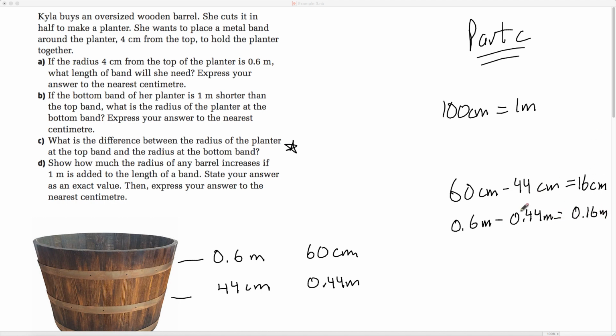And all of these things are equivalent. So all of those answers would be fine, either 16 centimeters or 0.16 meters, the difference in the radii.